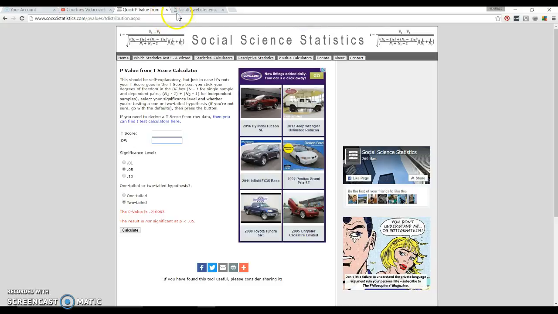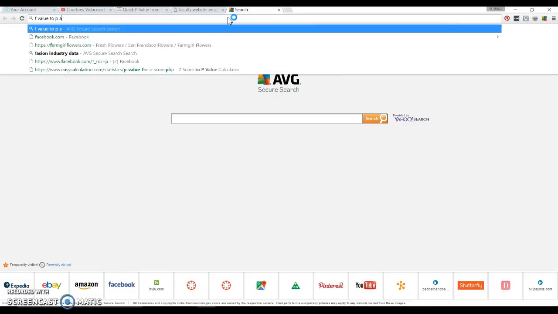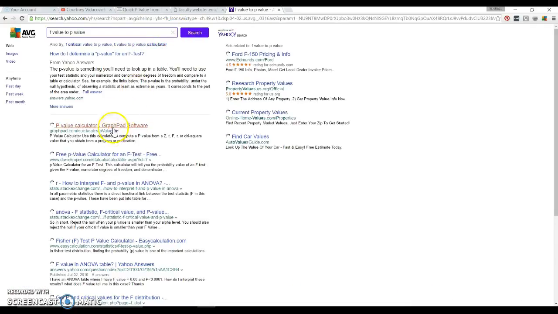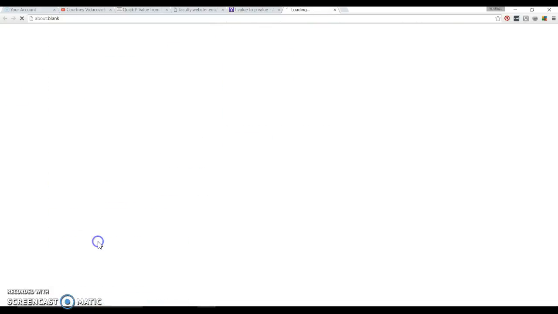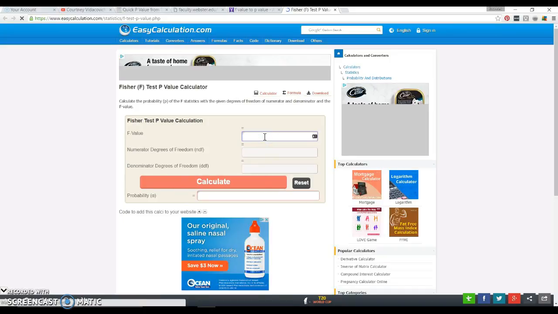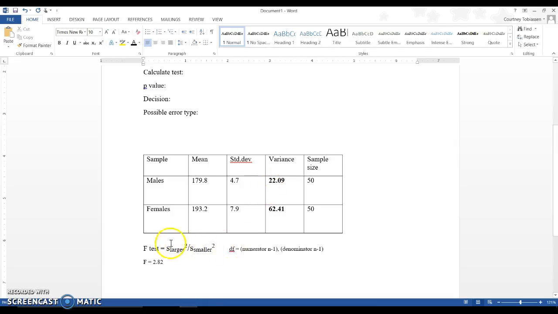So I'm going to go up here, I'm going to open up a new site, and I'm going to say F value to P value. I'm going to scroll down. I like Easy Calculator, but you can use any of them. It's all the same concept. All right, so my F value was 2.82. Then I have numerator and denominator degrees of freedom. So I'm gonna go back up here, and which one did I put on top? That was female. So my degrees freedom for the numerator, the one on top, is n minus one. The degrees freedom for the one on the bottom is also n minus one. So in this case, it's both 49.